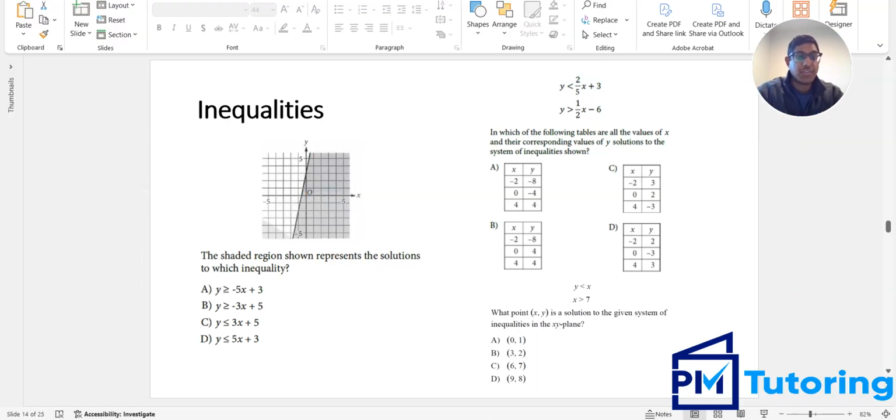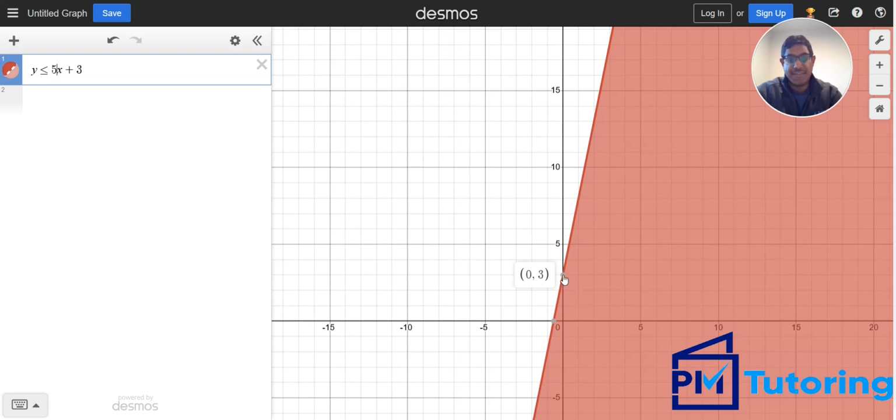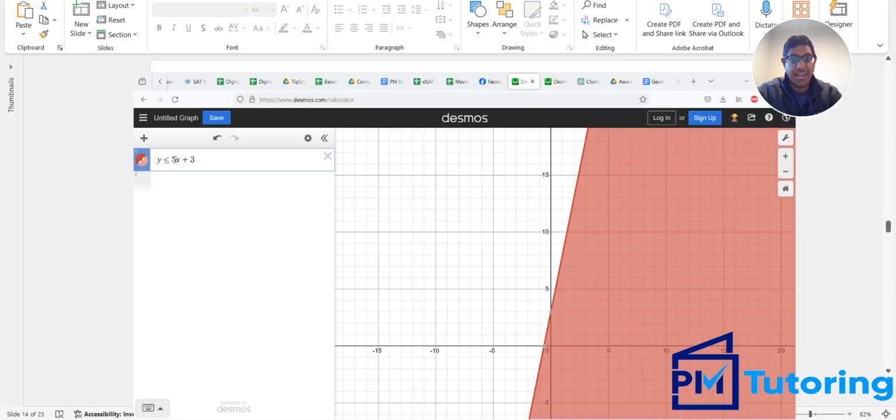But then we have answer choice D. Y is less than or equal to 5x plus 3. And we see this does have the correct y-intercept of 3.